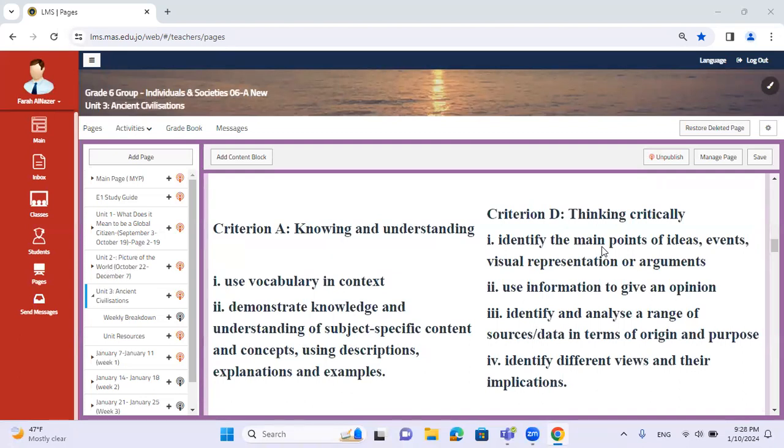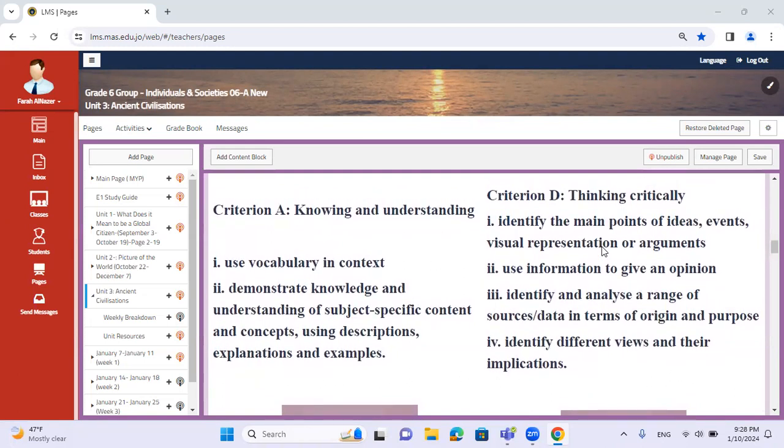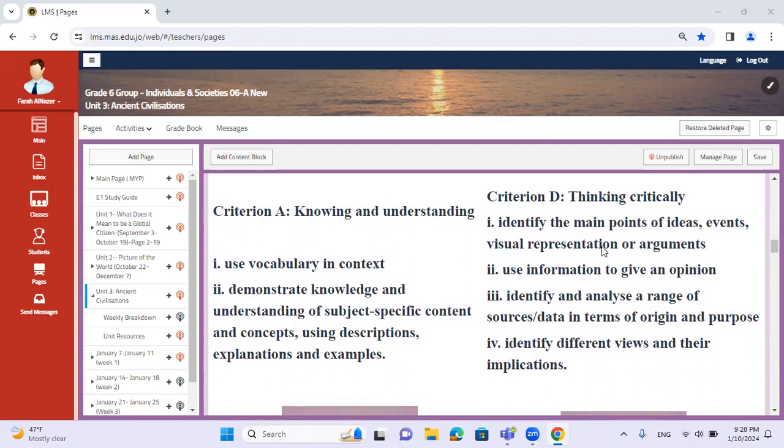As you've noticed, in the way that I've answered this question, I use specific terminologies and vocabulary that reflect my knowledge and understanding. The second strand indicates that you're going to demonstrate knowledge and understanding of subject-specific content and concepts using descriptions, explanations, and examples. For instance, in this case, we might ask you to discuss the achievements of ancient Egypt. So, we expect you to use the terms that reflect the topic in question. The content within your answer should reflect ancient Egypt.